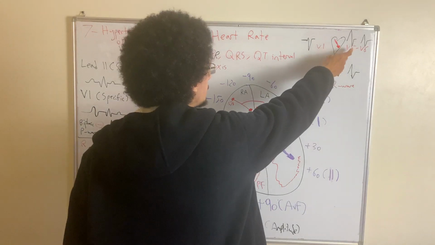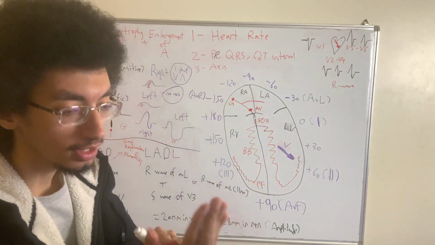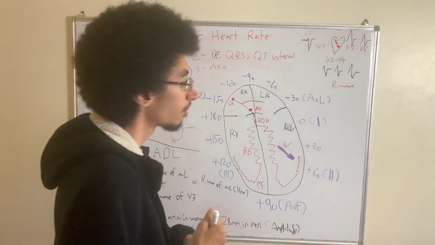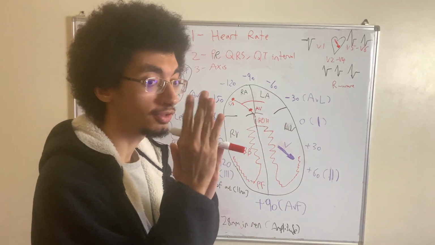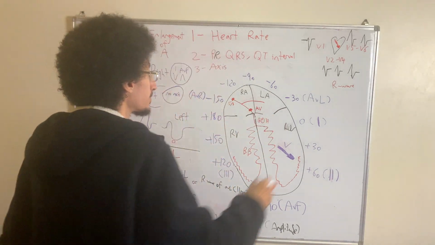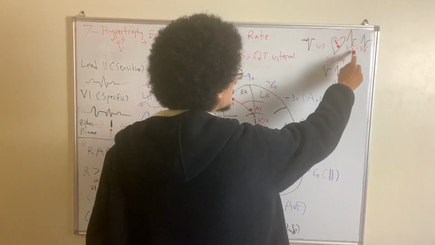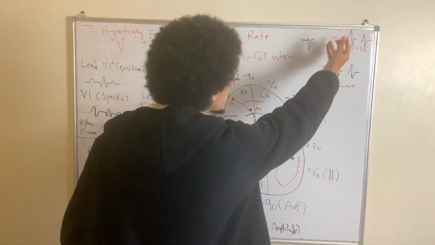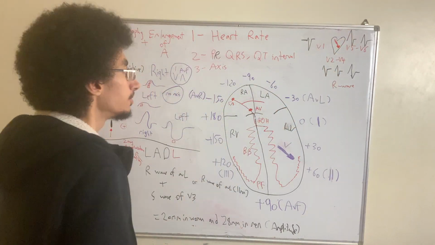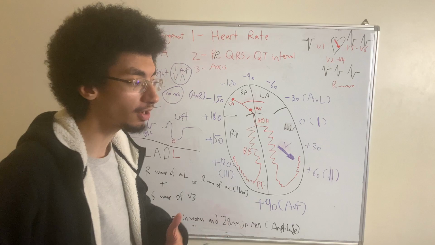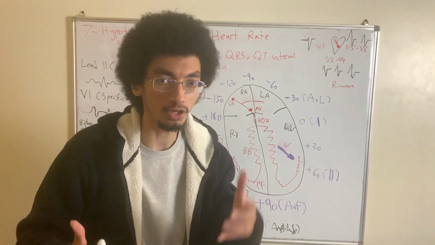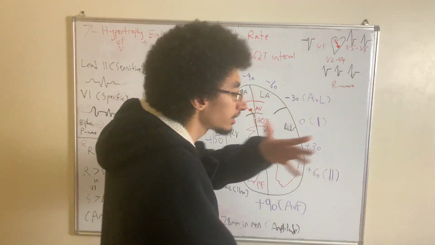However, since we have V5, which is practically placed on the lateral side of the chest, viewing the lateral side of the heart, since the vector is coming towards it, it's going to have a greater R wave than an S wave. This R wave represents ventricular depolarization. The S wave represents the remaining parts of the ventricles that are being depolarized, the ones that are practically going left and right.